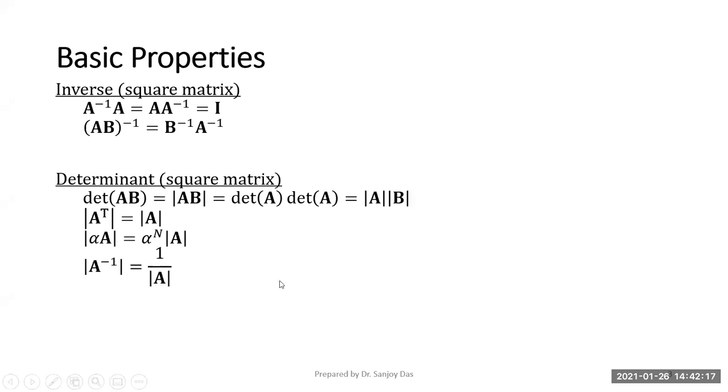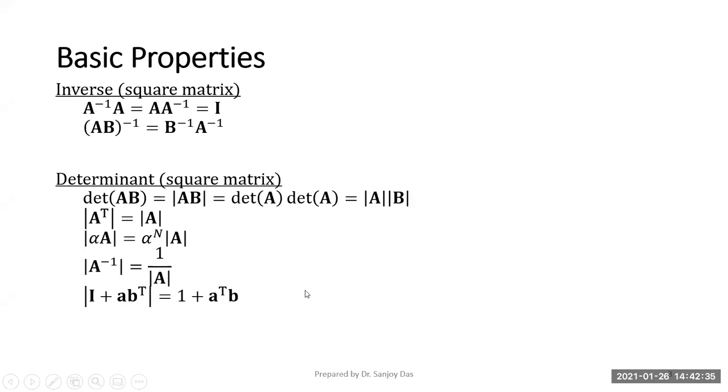Determinant of A inverse is 1 over the determinant of A. And this is one expression that's very handy during some problem solving. Determinant of I plus AB transpose equals 1 plus A transpose B.